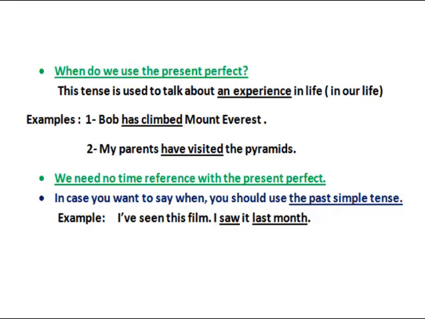Look at this example. I've seen this film. You see, I've seen this film is in the present perfect. You have no time reference. The next sentence, the second sentence, I saw it last month. Here, last month refers to the past. The verb is in the past simple.